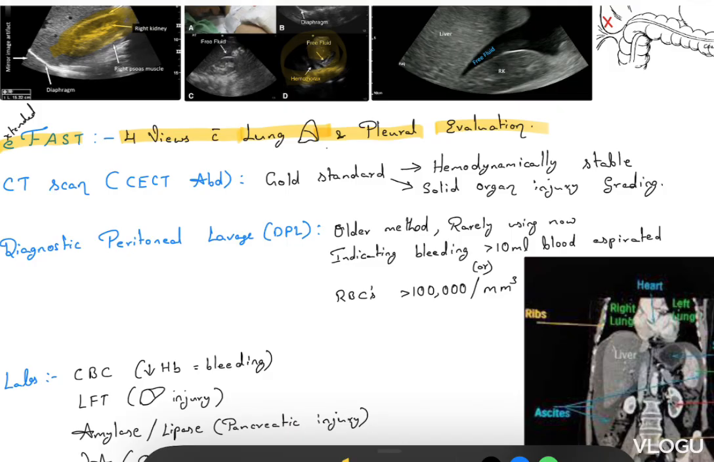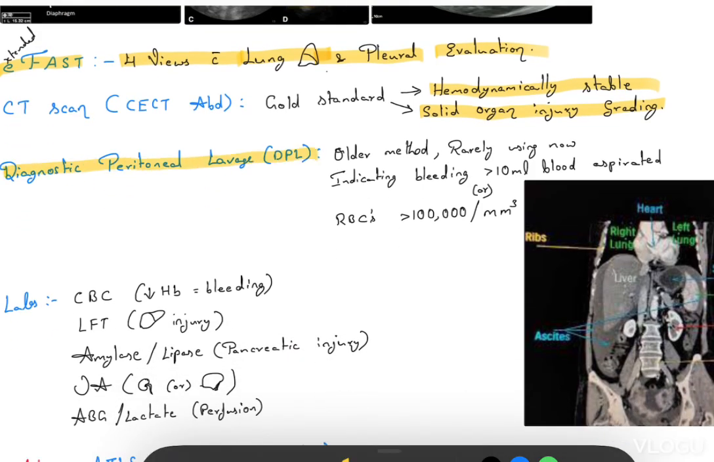Okay, so next you can go with CT scan. FAST is best for unstable patients, while CT scan is best for stable patients. CECT abdomen is the gold standard for hemodynamically stable patients and for grading solid organ injury. Next, MRI is rarely used acutely. Next we can see diagnostic peritoneal lavage. We will discuss this when we discuss management.